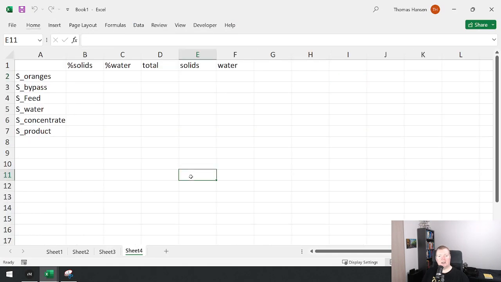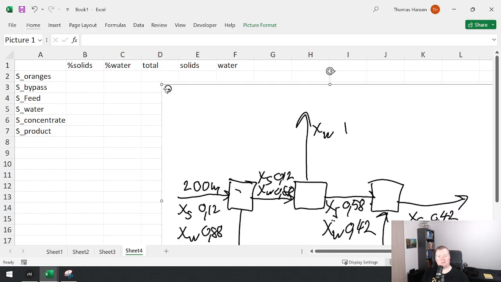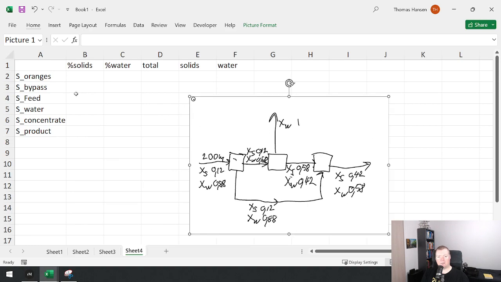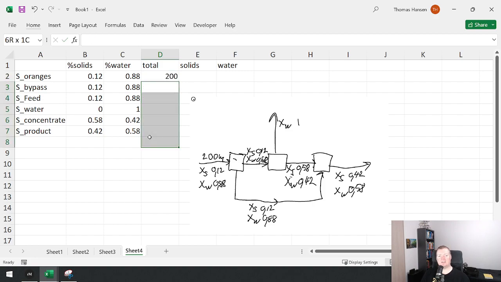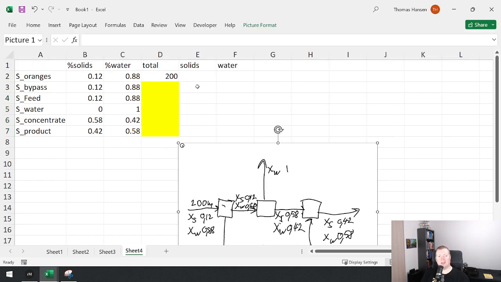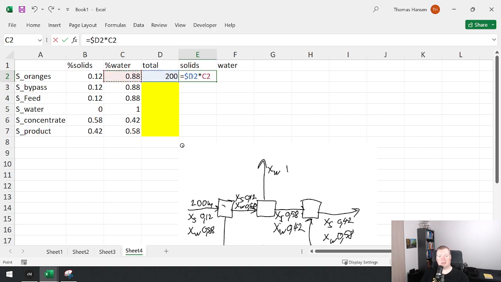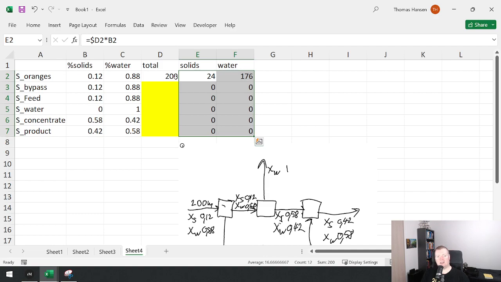Where was my Excel? And again, I've cheated and set up part of the Excel sheet ahead of time. So we're going to start to fill out the information. I know that I have 12% solids. And for the water, I'm just going to take 1 minus the other percentages. In my bypass, 12%, my feed, 12%, the water has no solids, the concentrate is 58% solids, my product is 42% solids. The totals, the only thing I know is I want to send in 200 kilograms. The rest of them, no idea what they're going to be. And if I want to calculate the amounts that I have, take the total mass, multiply by the percentage, fill right and down, and then I can count 1, 2, 3, 4, 5 unknowns.